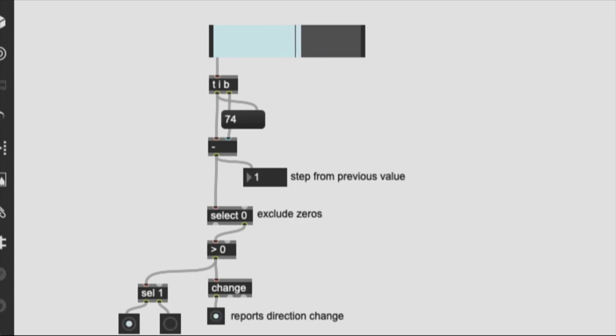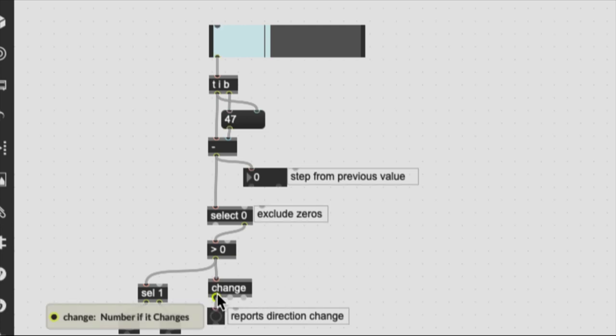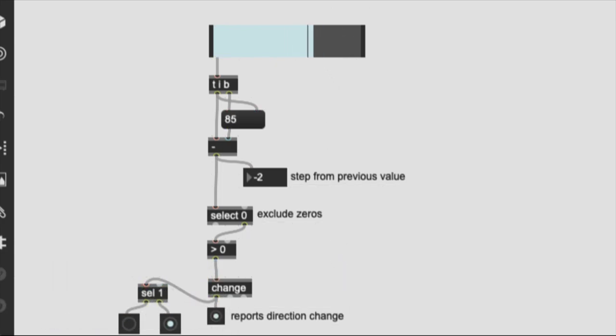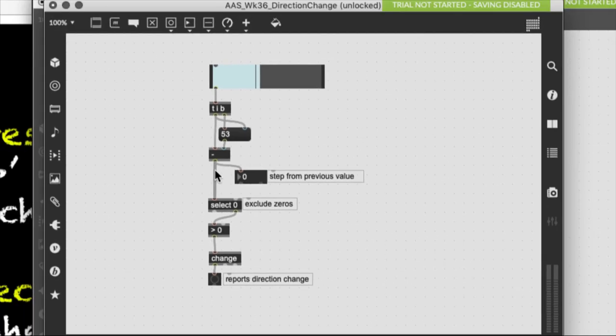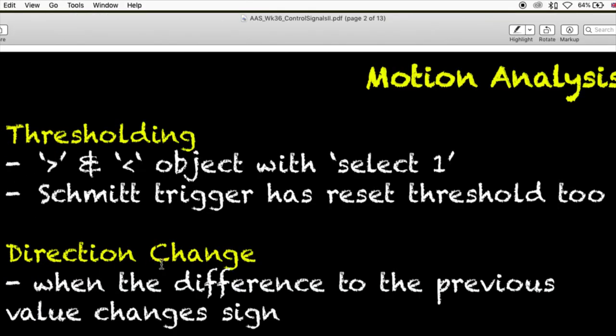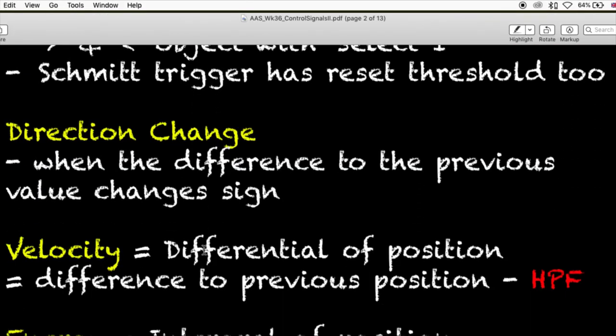Obviously what I have here, you see, is I'm getting multiple bangs. So the change object is quite crucial. This one will actually output the number only if it changes. So I actually have to feed it from here, and then hopefully I get two separate bangs for two separate direction changes. Okay, so that's our little direction change analysis.